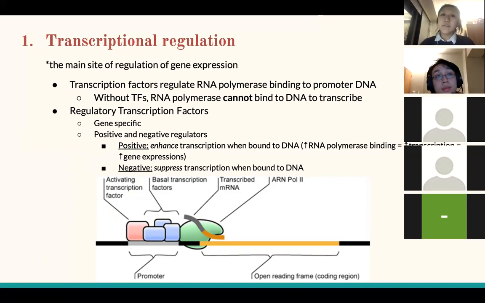On the other hand, you can have negative regulators, and that just means it suppresses transcription. So it's going to prevent the RNA polymerase from binding. That's going to prevent transcription, and that's going to prevent gene expression.